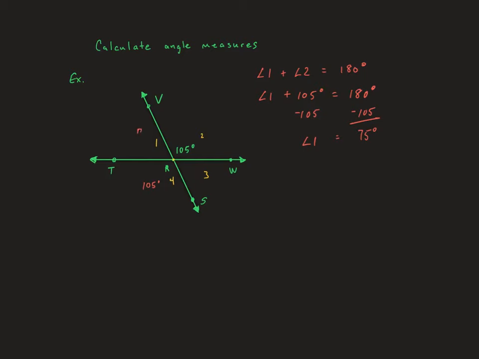Well, if angle 1 is equal to 75 degrees, then hopefully you see that its vertical angle right here is going to be angle 3. So angle 3 is also going to be equal to 75 degrees. And that's calculating angle measure, just using some of the vocabulary that we've been learning.